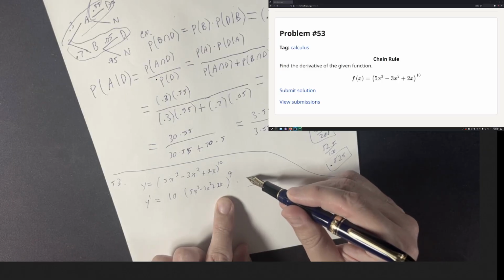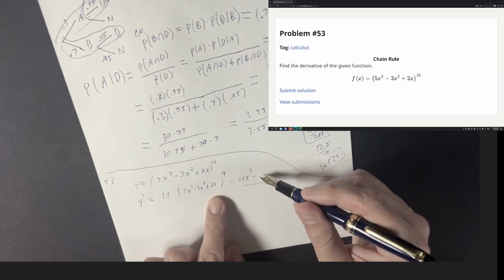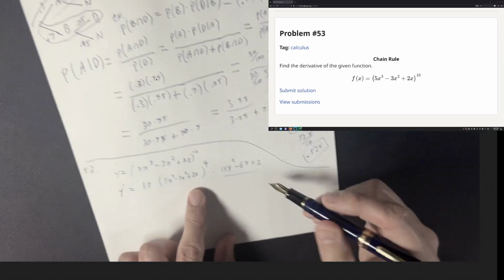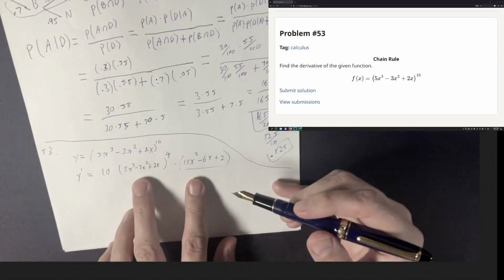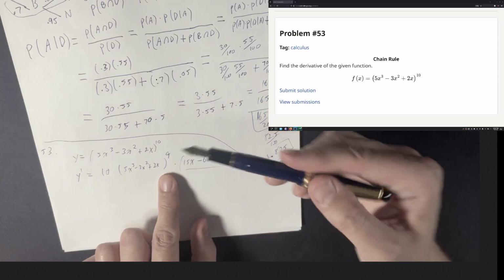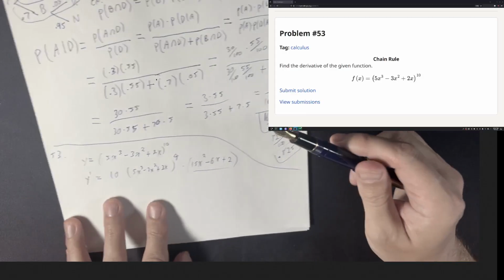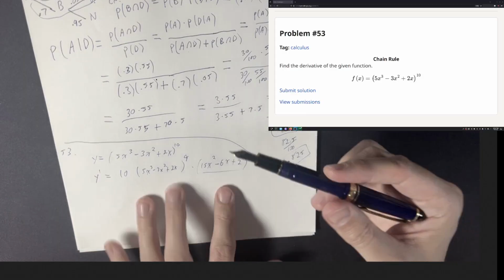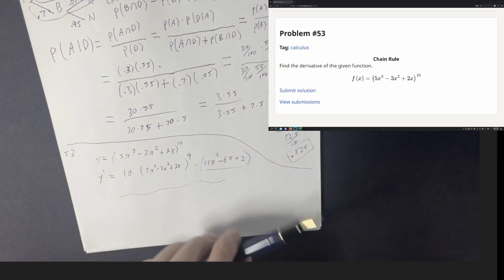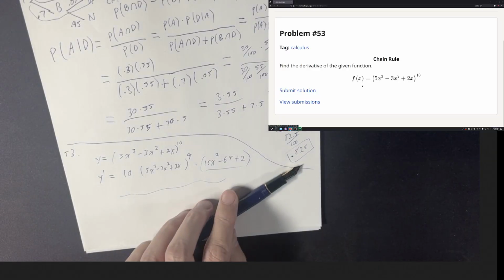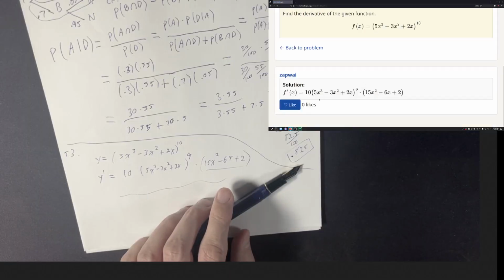You get 15x squared minus 6x plus 2. And I would just leave it like that. There's really no need to try. Obviously, you're not going to expand this to the 9th. No one wants you to use some crazy multinomial theorem or something. That's it. That's it for this one. In fact, let me see. Did I even do any more? There wouldn't be more to do. Yeah, just leave it like that.